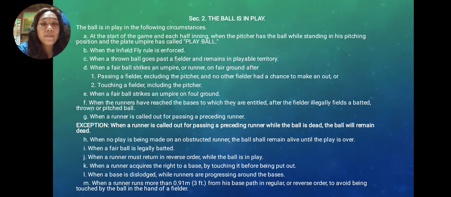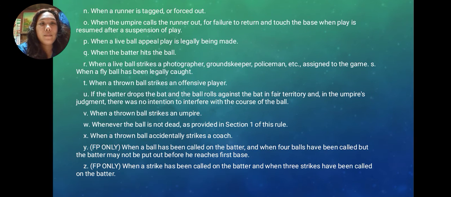For letter M, when a runner runs more than 0.91 meters or 3 feet from his base path, in regular or reverse order, to avoid being touched by the ball in the hand of a fielder. For letter N, when a runner is tagged or forced out. Letter O, when the umpire calls the runner out for failure to return and touch the base when play is resumed after a suspension of play.